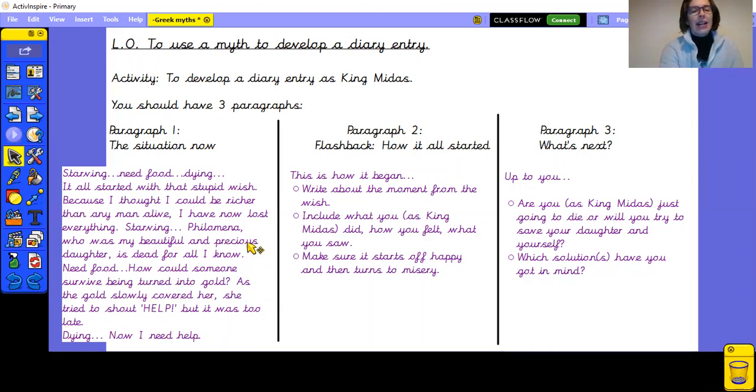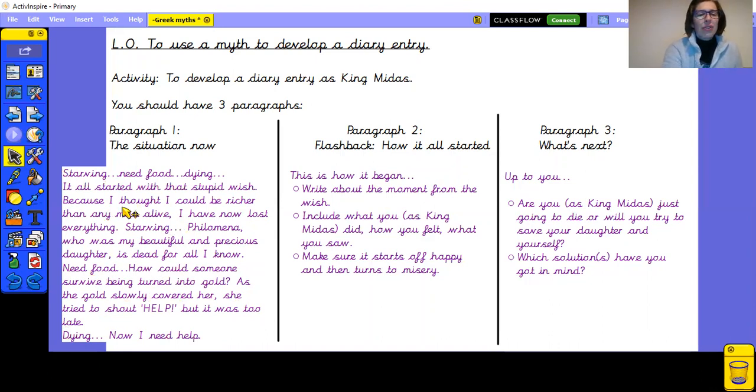So obviously here, we can see that King Midas is kind of a bit stuck, to say the least. And I've tried to express this with just a few words, and this is something that I know you really like. So starving, need food, dying.